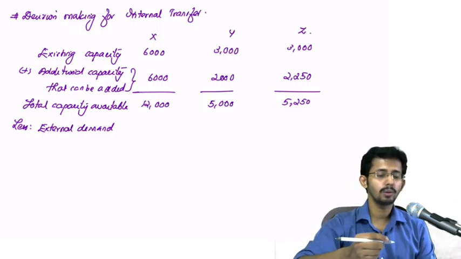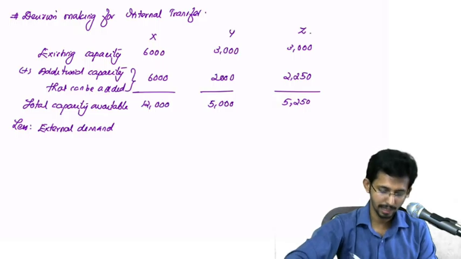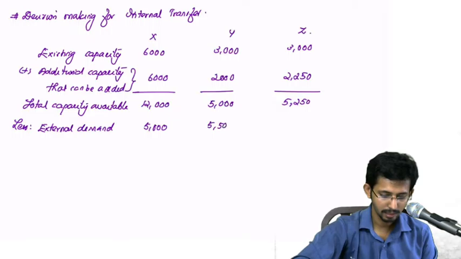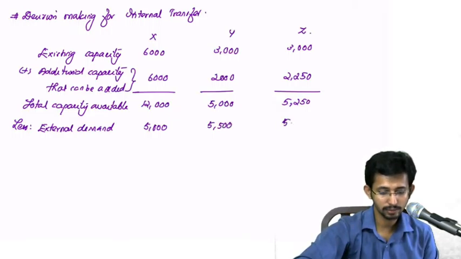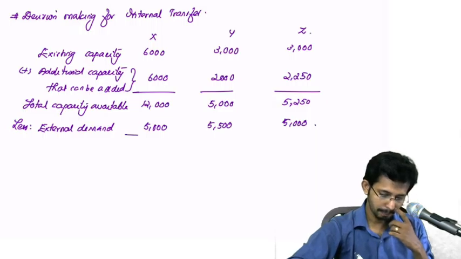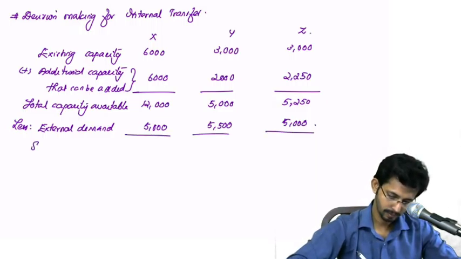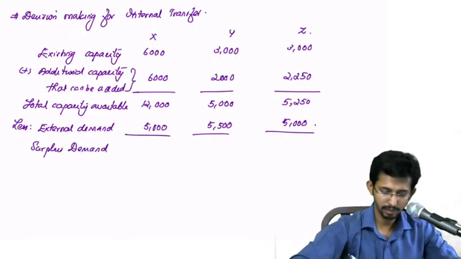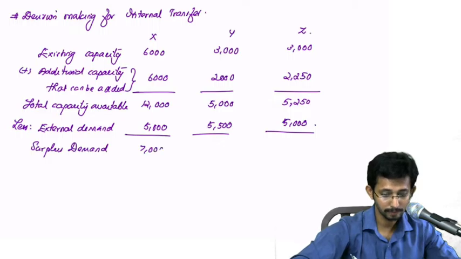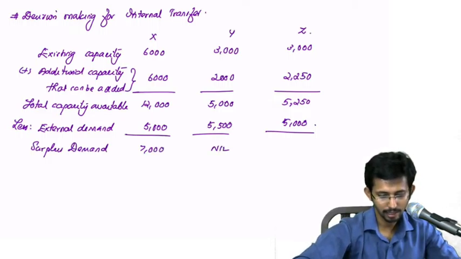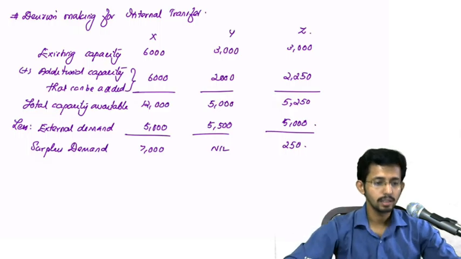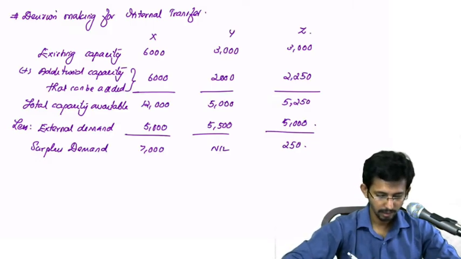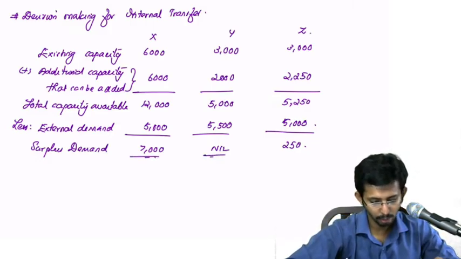So what they will do? They will first sell the entire maximum external demand. So that is 5,000. Same with Y also. They have to first meet the external demand. And here it is 5,000. So surplus demand, here it is 7,000, and here nil, and here 250. Okay, now what you have to do? You have to see how this surplus demand has to be appropriated.